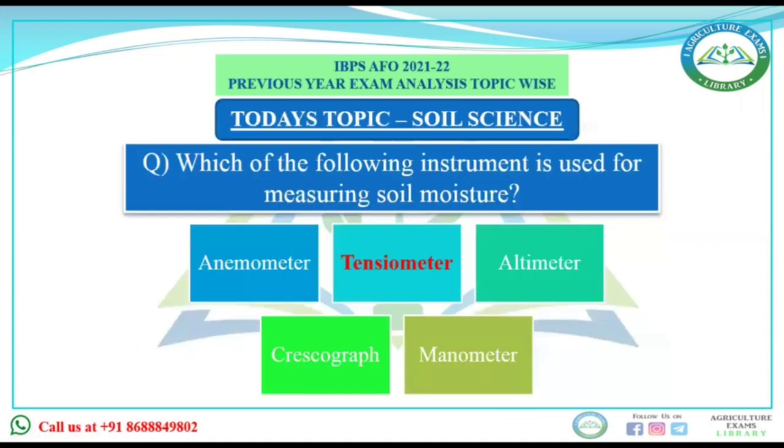Now you can see this question: which of the following instruments is used for measuring soil moisture? Of course, the answer will be tensiometer. Now, tensiometer is a pressure dependent instrument. It works effectively when the pressure is 0 to minus 0.85 bar.